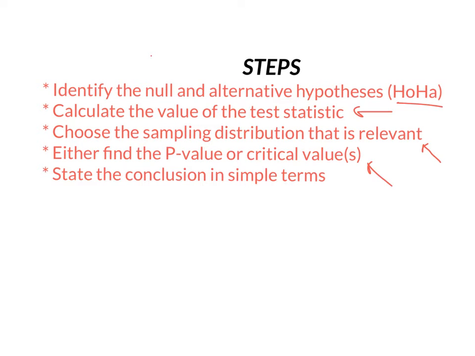Either find the p-value or critical values. We're going to find the p-value. That's going to be our method of choice. State the conclusion in simple terms. That's the most important thing we do. You've got to state the conclusion. You fail to reject the null or reject the null, and what that means when you do that.